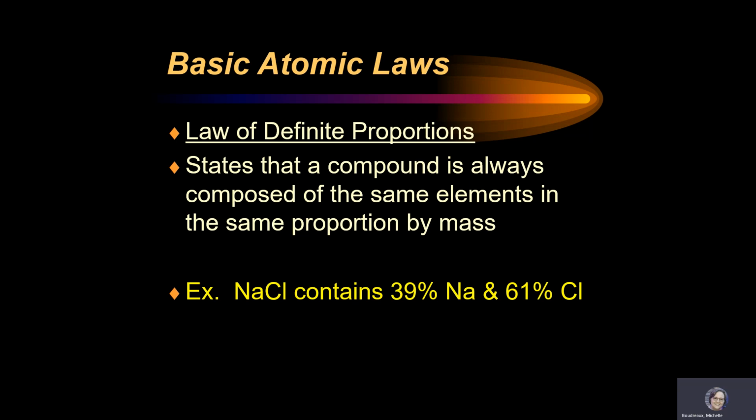Turns out if you look at the periodic table, the mass of chlorine is quite a bit heavier than the mass of sodium. So that sort of makes sense. Even though there's a 1-to-1 ratio of atom to atom, the mass ratio is different. And every time we have salt, we will see the same mass ratio. There is a definite proportion in a compound.